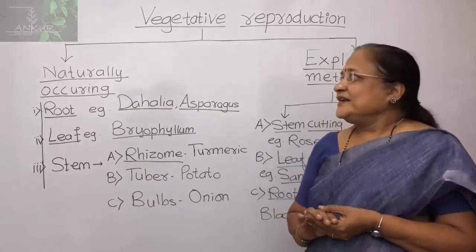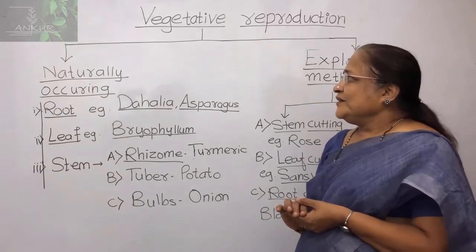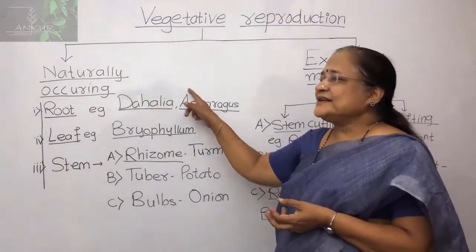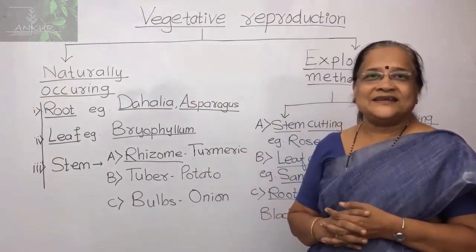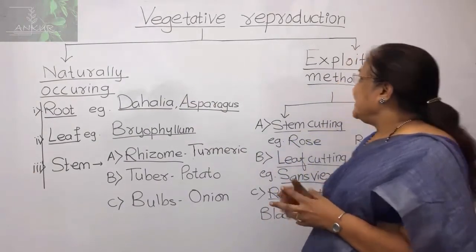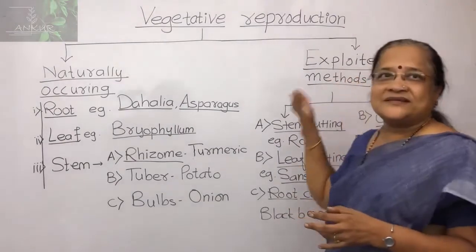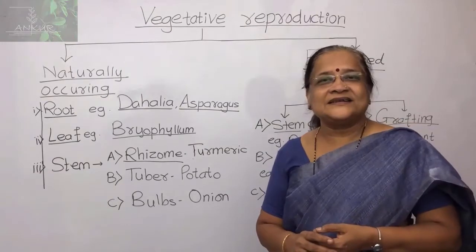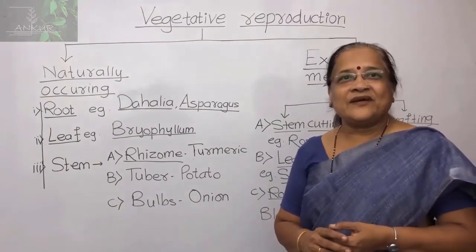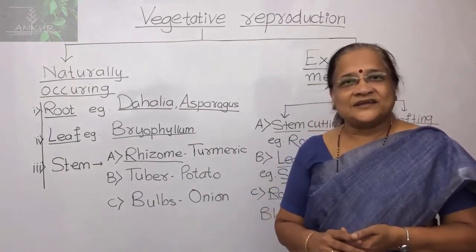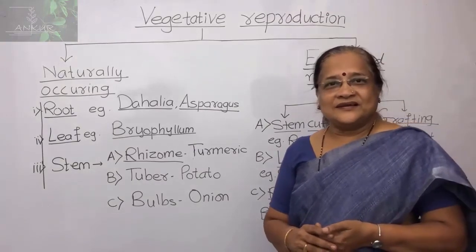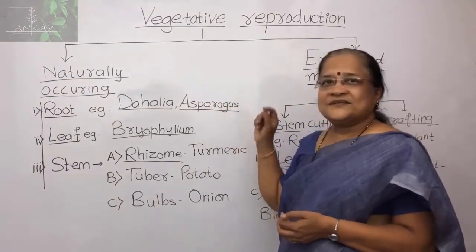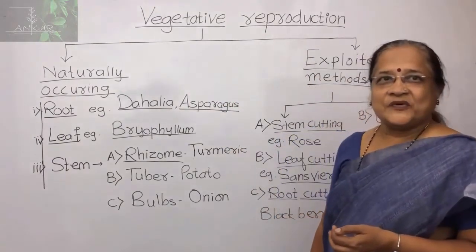Here we again get two types of methods. Some are naturally occurring, and we can see them around us. The other methods are exploited by agriculturists and horticulturists to get desirable varieties of plants which are very useful to us. So the first one is the naturally occurring methods of vegetative propagation.